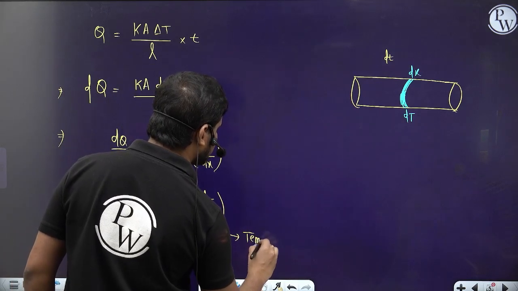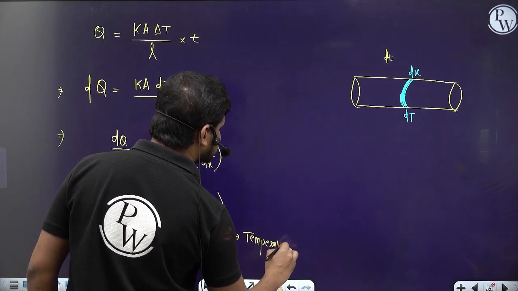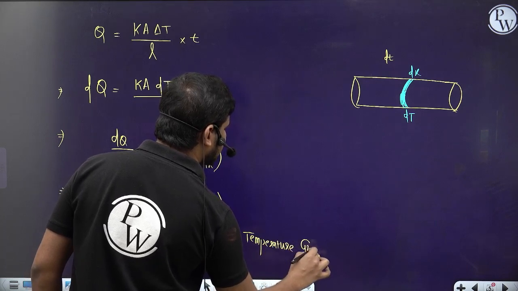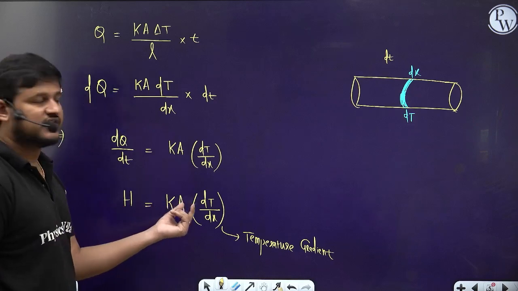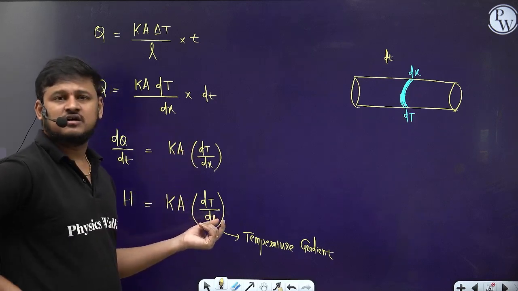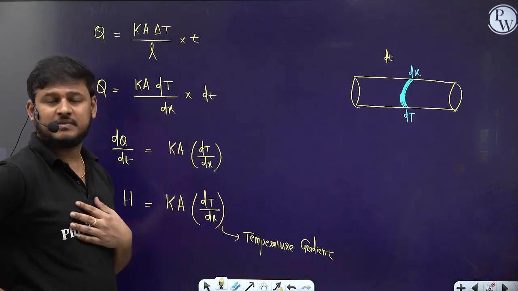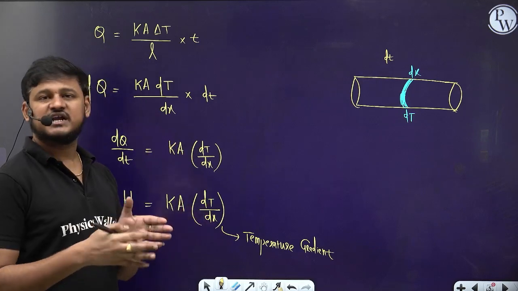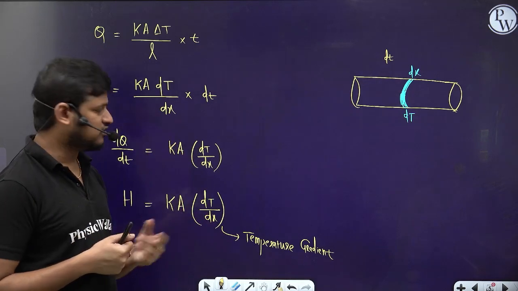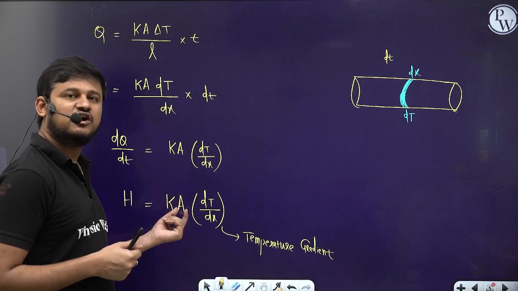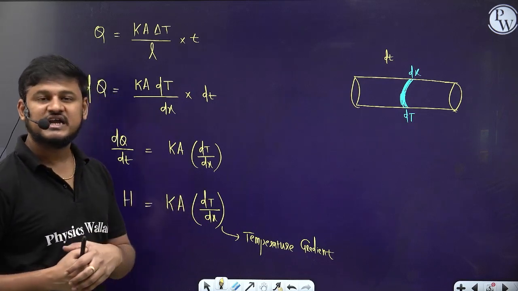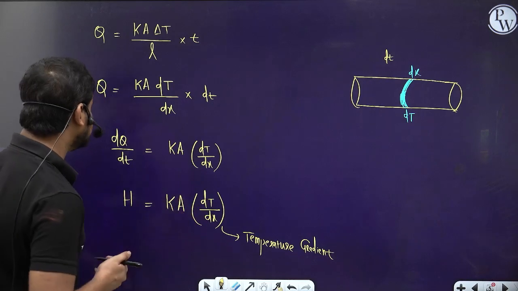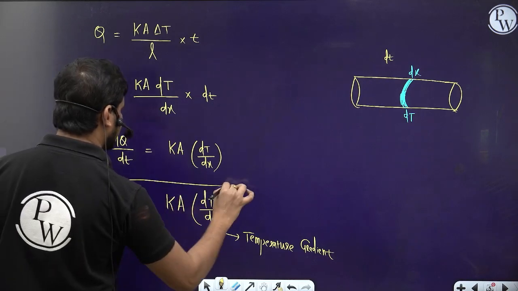If they mention the temperature gradient in the question and ask us to find the heat current, instead of giving the temperature change and the length of the metal rod, so the temperature gradient of this metal rod is given, the area is given, and thermal conductivity is given, and they ask us to find the heat current, then you can directly use this formula. Clear everyone?